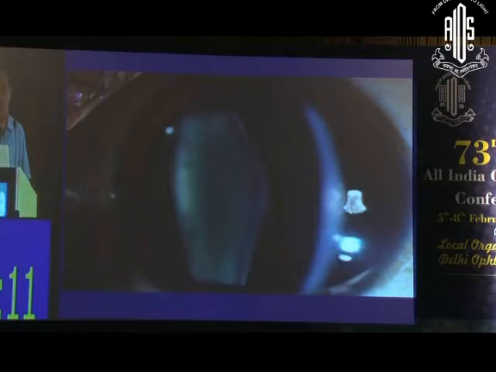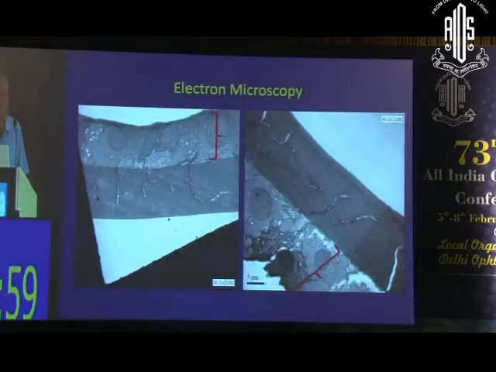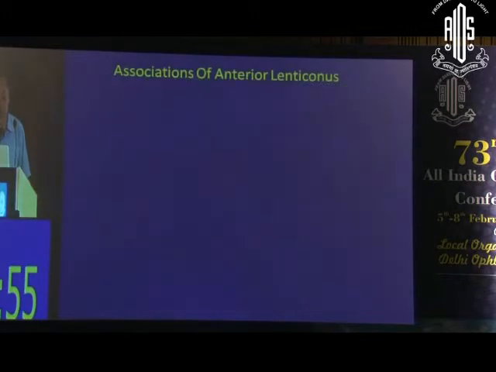What is Waardenburg syndrome? So does it have lenticonus? Is lenticonus associated? Yes, it is. And what is the third one? Spina bifida. So these are the three conditions with which anterior lenticonus is associated.